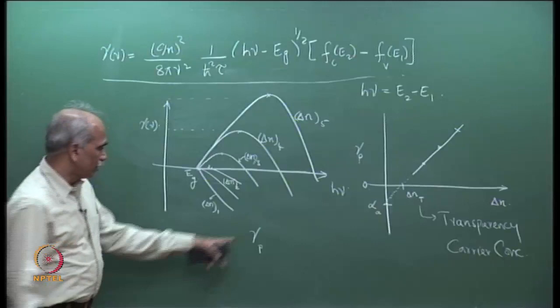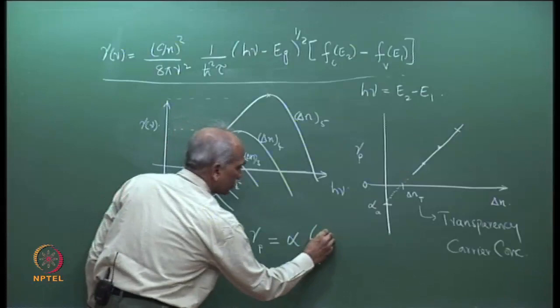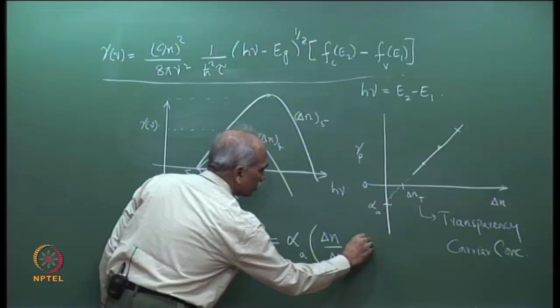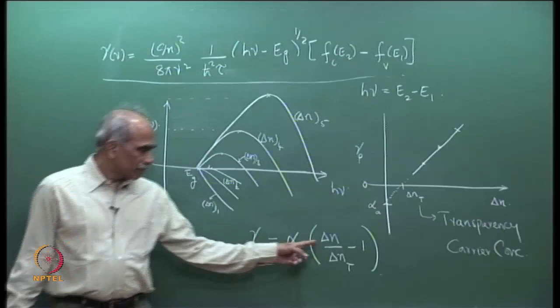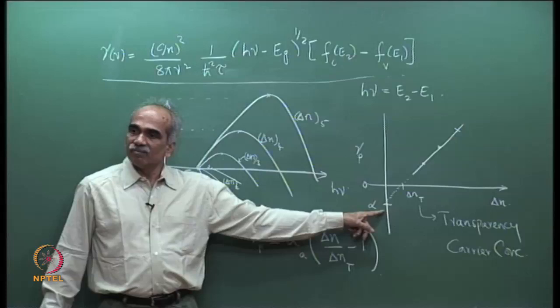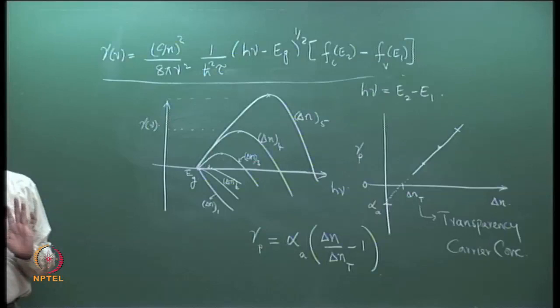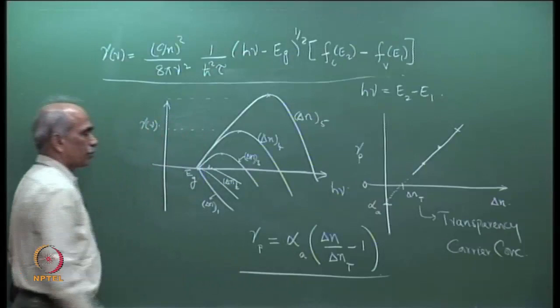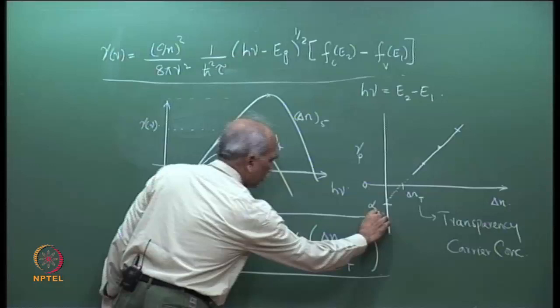So gamma p is equal to alpha a into delta n by delta n t minus 1. You can see this: when delta n is equal to delta n t, gamma p is 0, and when delta n equals 0, it is minus alpha a. So here alpha a, this is the equation of a straight line. It is approximately a straight line, it is not theoretical. It happens that it is approximately a straight line, but this can be used reasonably with a good approximation. Gamma p is equal to alpha a into delta n minus delta n t.